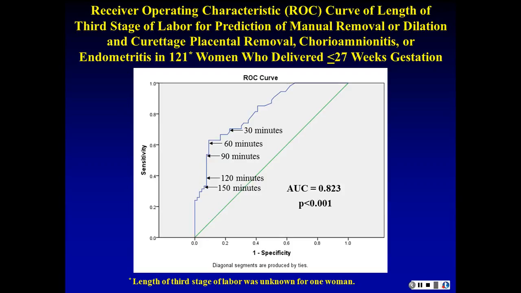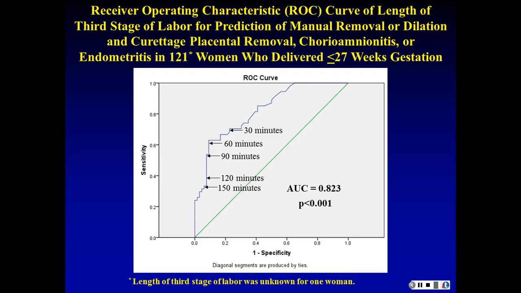All right, if you take 30 minutes here as your cutoff and just say, I want to use this as a cutoff in my clinical practice because women that are above 30 minutes, I can identify a certain sensitivity. So many women that have the composite endpoint will have lengths of third stage of labor more than 30 minutes. And then conversely, of the women who don't have the composite endpoint, that percentage, how many are below 30 minutes?